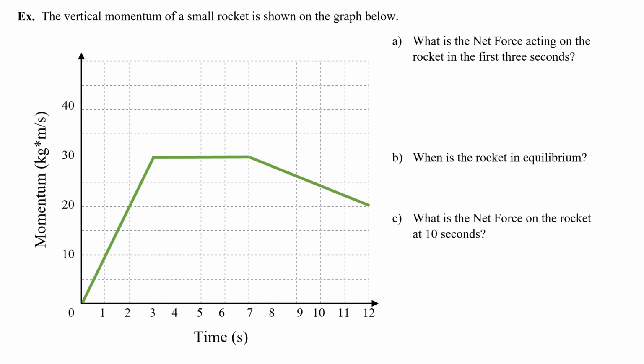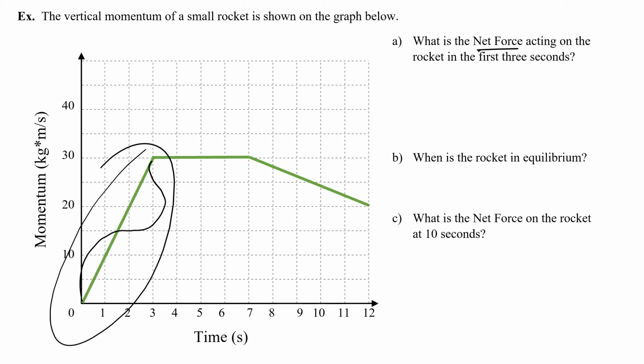So in the first 3 seconds, this section right here, if we want to know what the net force is, then what that means is we want to take a look at the slope of this entire section. If this was a curving line, then we couldn't say what the net force was during all of those moments. But since it's a straight line, the slope is constant. And all I have to do is figure out what delta p and delta t is at any moment. So I can just pick 2 points on this graph. Let's pick here at the beginning and here.